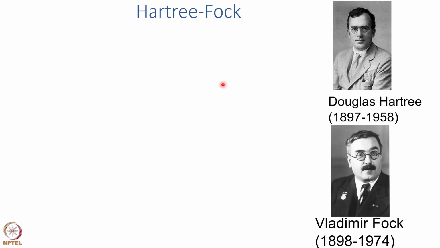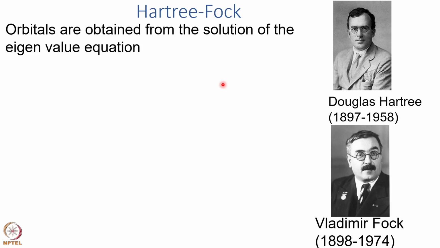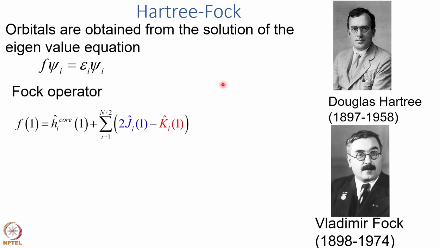So, to do this variational optimization, I come to the picture of Hartree-Fock theory. In the Hartree-Fock theory, if I do a variational minimization of the energy functional, what I get is what is called a Fock equation: F psi_i equals epsilon_i psi_i, where the epsilon_i are my orbital energies. And this F is called a Fock operator, which has the following form: H core, which is a 1 electron operator, and then I have the J and K integrals, which are effective 1 electron operators.